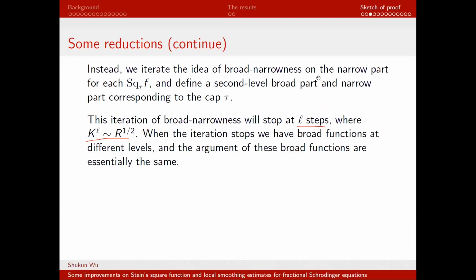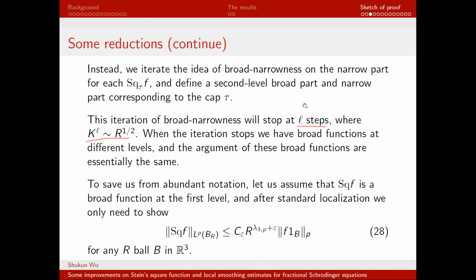And when the iteration stops, we will have broad functions at many different levels. And the argument for all these broad functions is essentially the same. So to save us from abundant notation, let's just assume that the square function itself is a broad function at the first level, and after some standard localization, we only need to show this local estimate, where B is any ball in R3. Okay, clear?